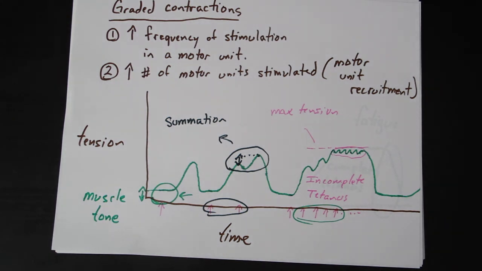We're going to look at isometric and isotonic contractions in this next unit, and we're also going to look at slow versus fast twitch muscle fibers.